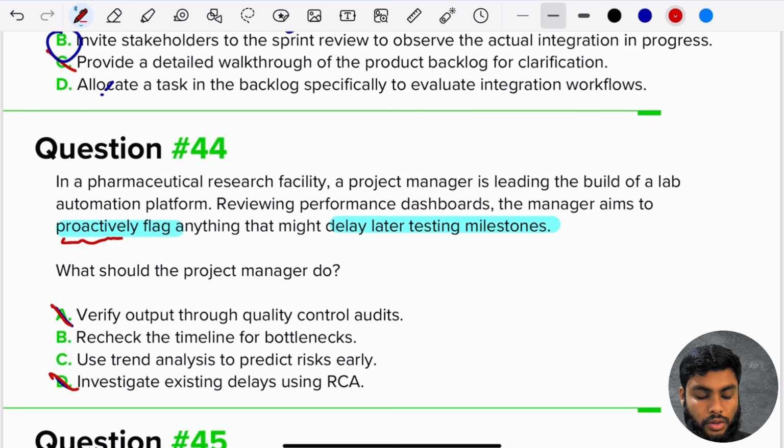The best answer here is going to be what? B, recheck the timeline for bottlenecks. Use trend analysis to predict risk early. Best answer is going to be B. Okay, B is going to be the best answer.